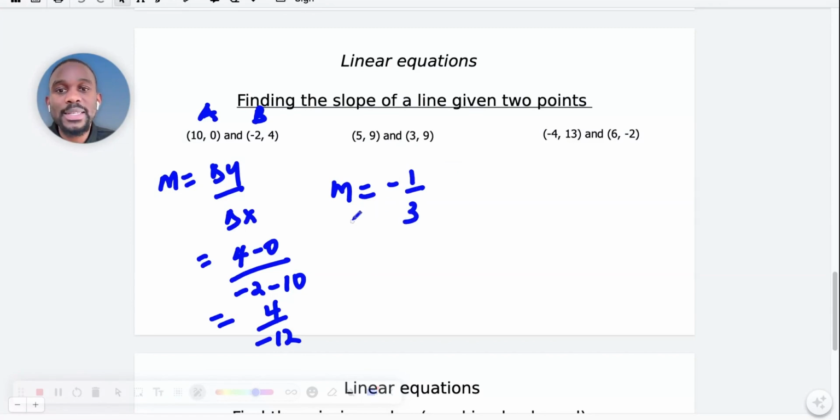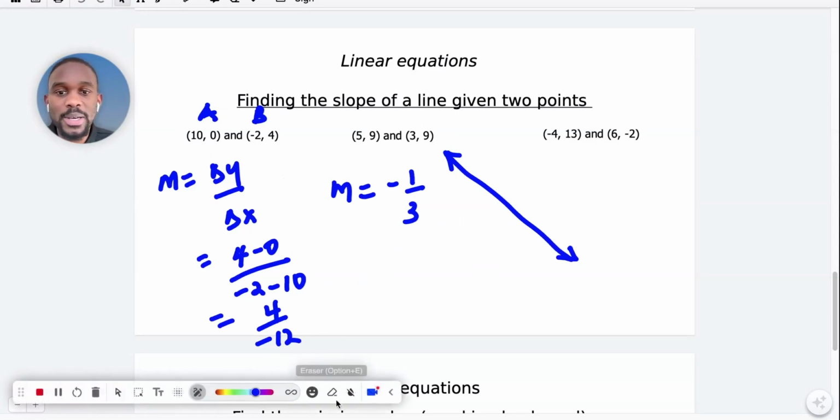So if it's a negative slope, that means it's a line going in the negative direction. So it's a line like this, right? Those are the lines with negative slope. So you just have an idea of how it's going to appear. All right, so that is example 1. Let's look at example 2. We're still doing the same thing. We're finding the slope of a line given 2 points.